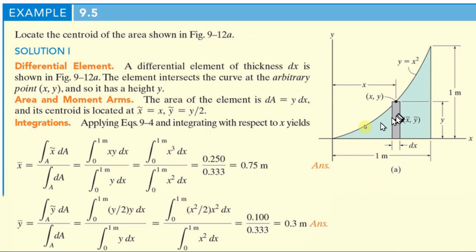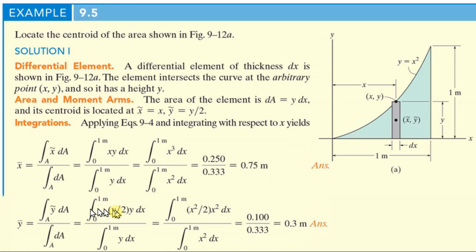So this has some interest. We're going to take a look at this a couple different ways. So again, here's the centroid of the differential area. The area, so integrate from 0 to 1 meter of x. dA is going to be y times dx. Centroid times dA, y dx. Y equals x squared, so we get x cubed dx over x squared dx, 0.75.